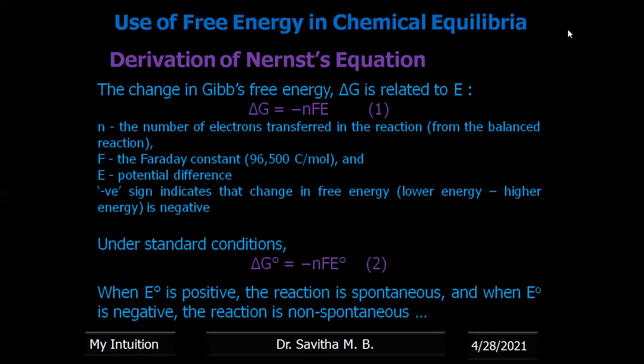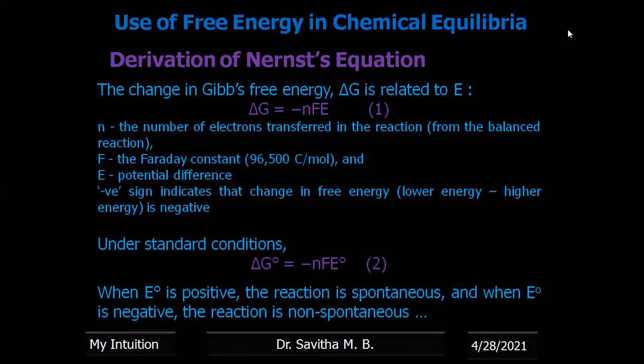That means half cell reaction we are writing. That means we are considering only one electrode. So electrode potential, right? So the minus NEF, that means it is a spontaneous reaction. And we have written one reaction. A reduction reaction is metal ions accepting electrons and getting deposited as metal.